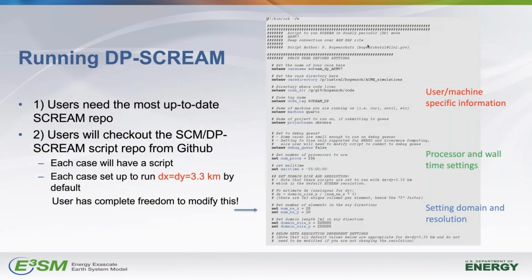Now, I believe that we have made running DP-Scream as easy as possible. You only need two things. The first is the most up-to-date Scream repo, and the second is a script, which you can check out from the script repo. Each case has its own script associated with it, and the minimum amount of information the user needs to supply is in the section associated with the red text. This is your basic information relating to directory paths, the machine you are using, and the account information. Now, if you were running with the default Scream resolution, which is what the script is set up to do, that's all you need to do. You simply submit the script and it will compile and submit your run.